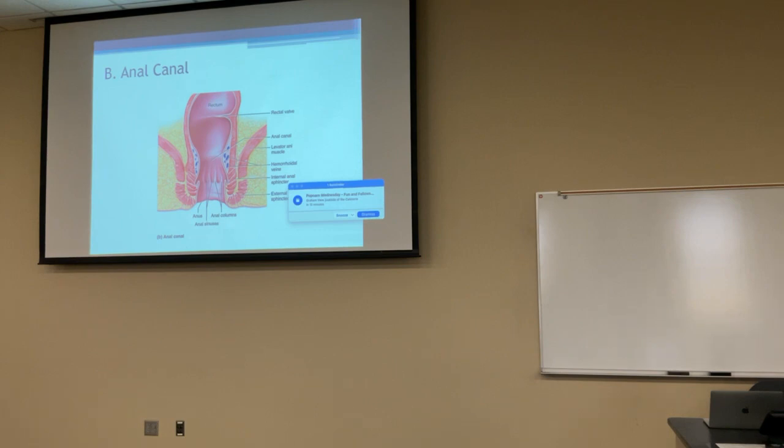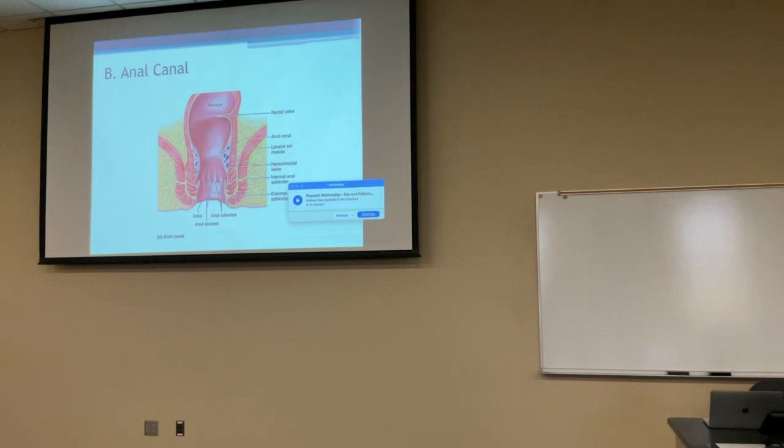So just below the intestine, there's a storage area for feces called the rectum, and then there's the anal canal through which the feces pass just before defecation. And in the anal canal there are longitudinal ridges. They're called anal columns. In between the anal columns, there are anal sinuses, and that just helps the feces to slide down through the anal canal and out the anus.